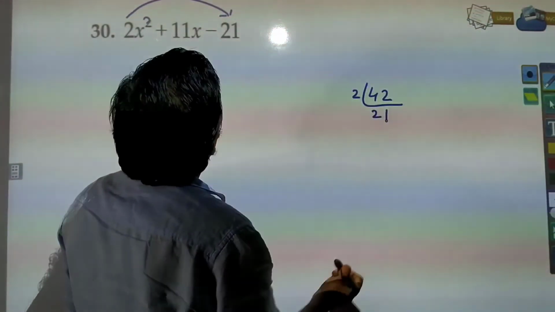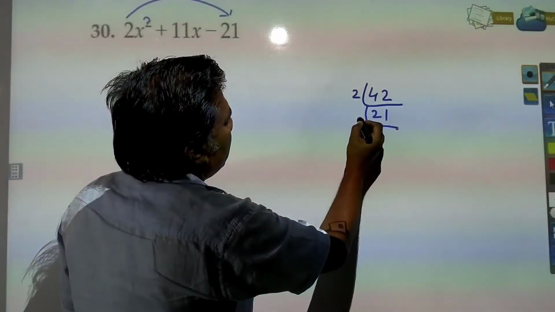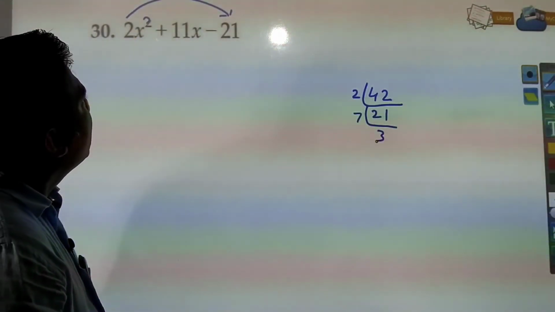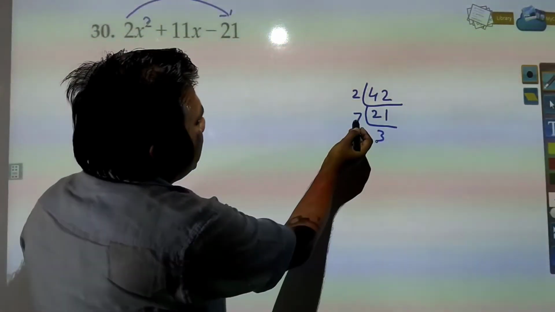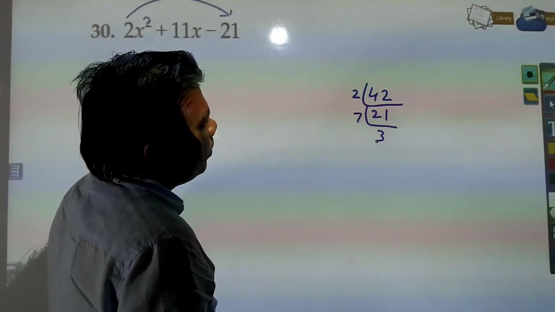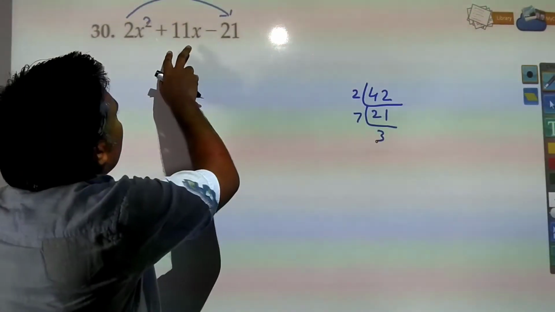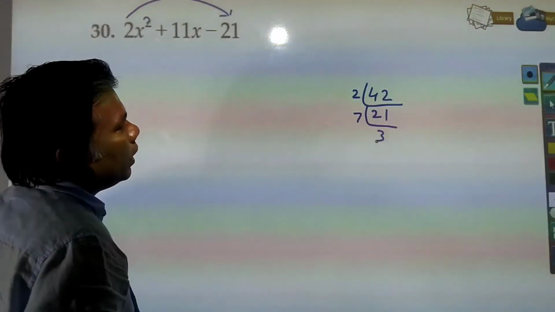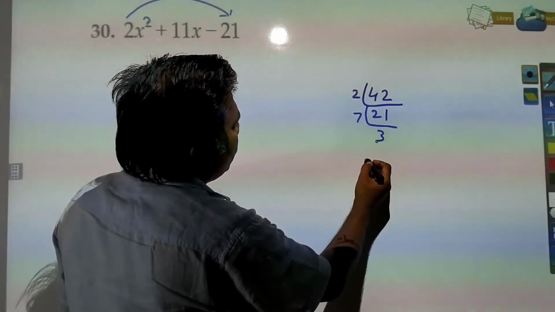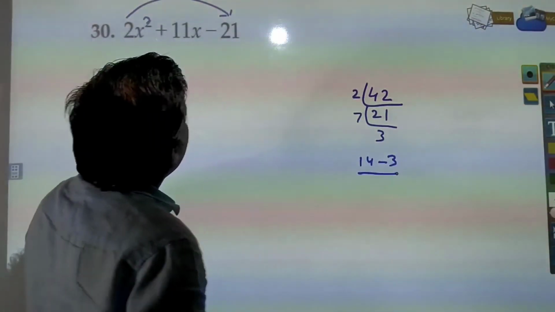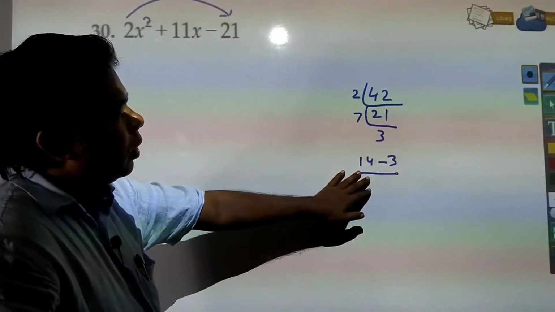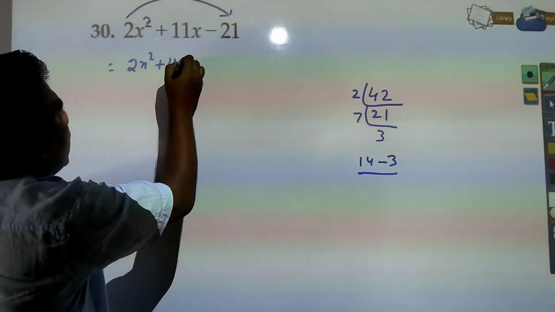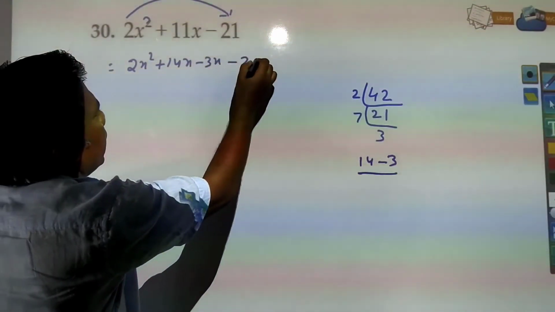2 2 is 4, 2 1 is 2 and 7 3 is 21. Now you see this 11x is required to be split in such a way that you should get product minus 42 and sum you should get 11. So 7 2 is 14 minus 3 if we will write, we will get plus 11. So it can be written as 2x square plus 14x minus 3x minus 21.